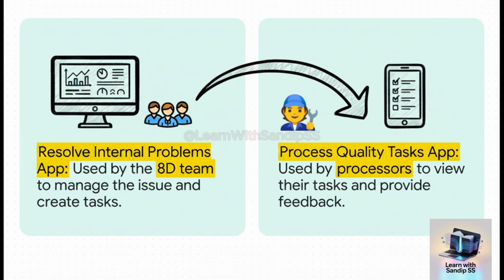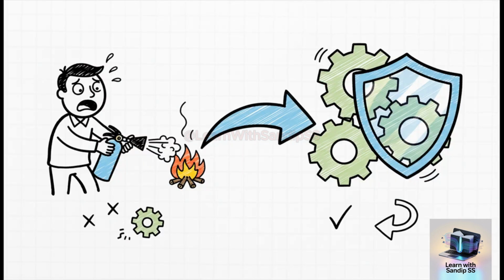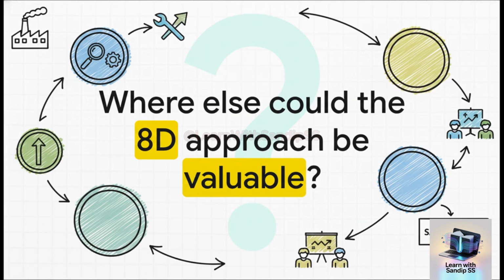Simple as that. And this really just brings it all home, doesn't it? When you use a structured process like 8D inside a powerful system like SAP, you stop just putting out fires. You transform a reactive, one-time fix into a proactive, data-driven, system-wide improvement. That's the real goal. So, I'll leave you with this question to think about.